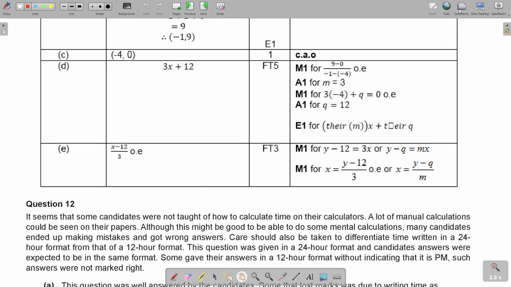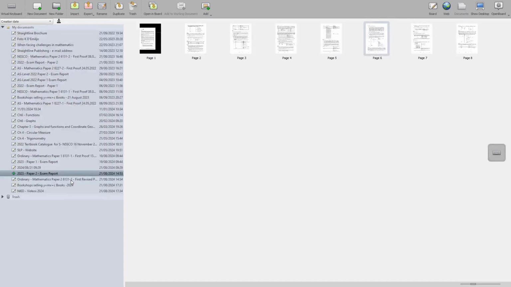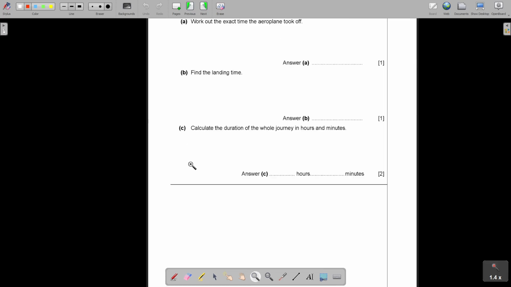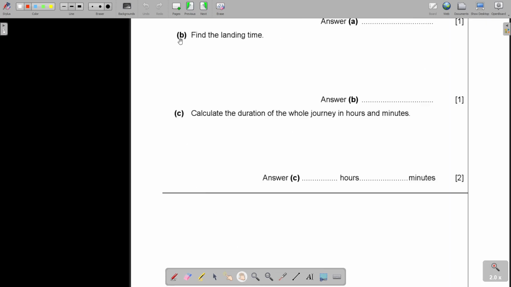Okay, let's do the next question. Question number 12. Okay, so first we're going to see where we find it in the textbook. So let's just make it a bit bigger so that you can see a little bit better.